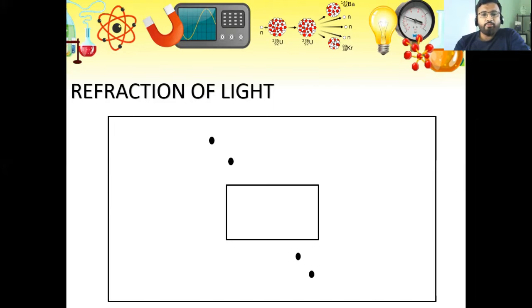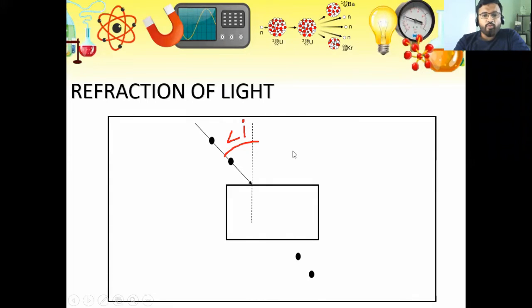So the initial two pins represent the path of the light ray which is entering the glass from the upper side. And we can also draw a normal over here. The angle between the normal and the incident ray represents the angle of incidence, which is represented by angle i.